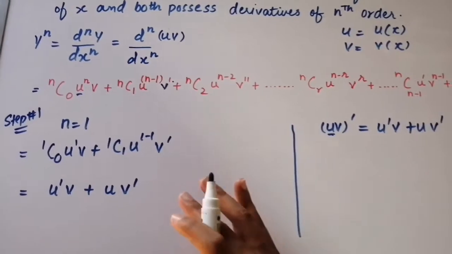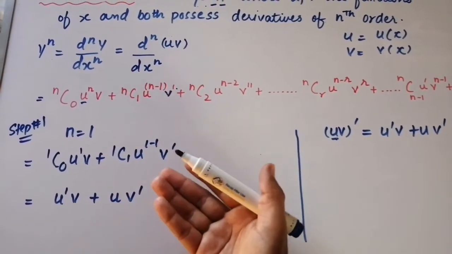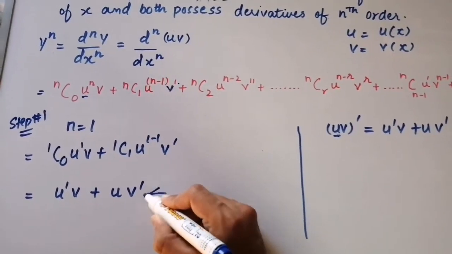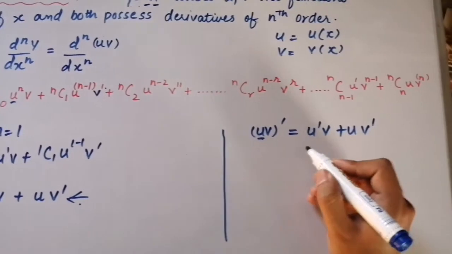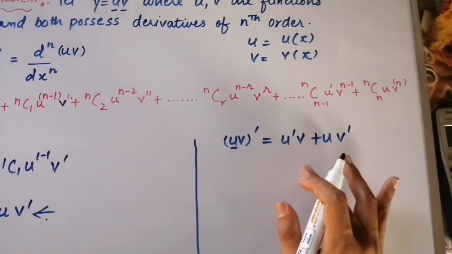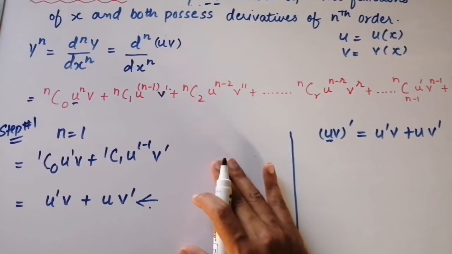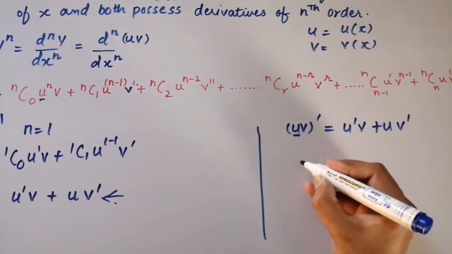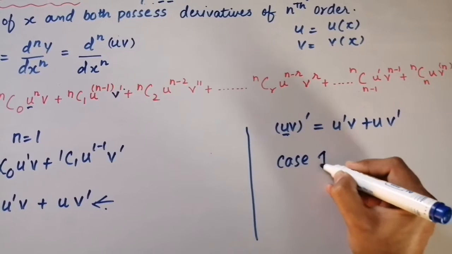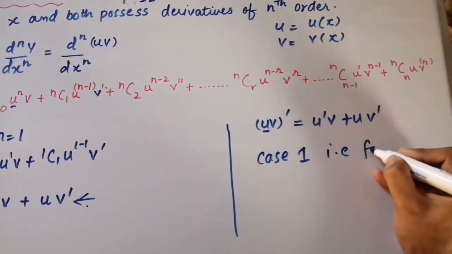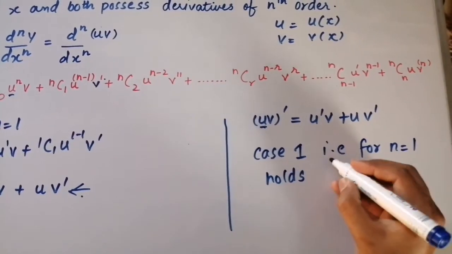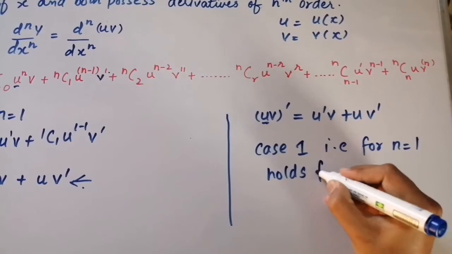So you can see that what we obtained after putting n equal to 1 in the Leibniz theorem is exactly the same as the answer we obtained after applying product rule on the function uv. It means that our step number 1 is justified, that this case holds for n equal to 1. We will write that case 1, that is for n equal to 1, holds for our statement.